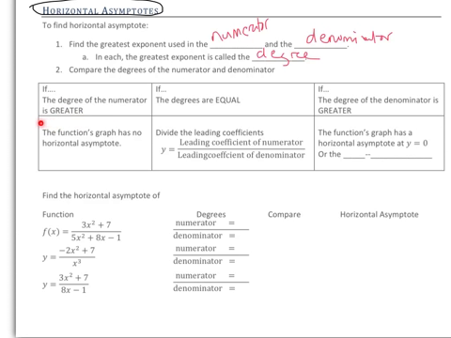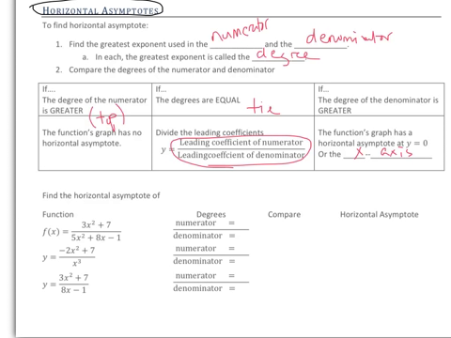If the degree of the numerator is greater than the denominator, this is what I call top-heavy, then you have no horizontal asymptote. If the denominator is bigger, then the function's graph has a horizontal asymptote at y equals 0, or the x-axis. What happens if there's a tie? So here we have a tie. If there's a tie, then you're going to divide the coefficients. And remember, the coefficients are the numbers in front of the variables.